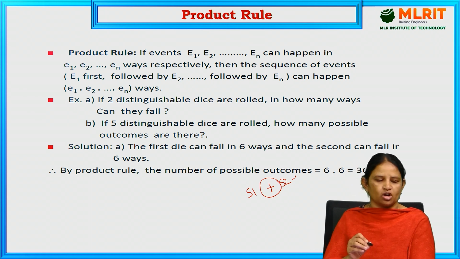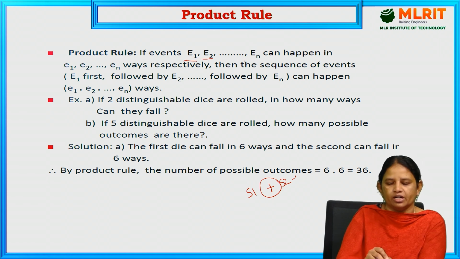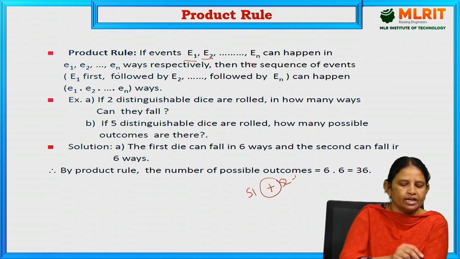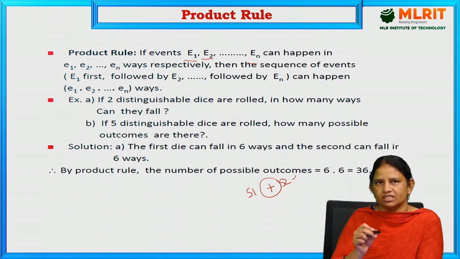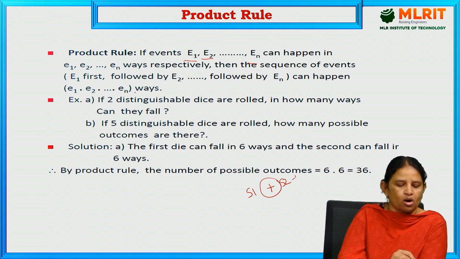But in the case of the product rule, if E1 is one event, E2 is one event, and so on, En can happen in how many ways? E1, E2, En ways. According to the product rule, the sequence of events happens in E1 times E2 times E3 and so on, En ways.